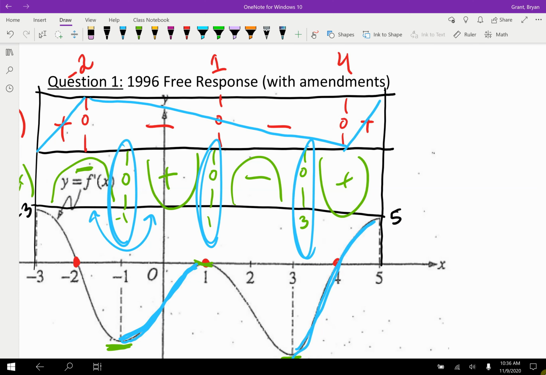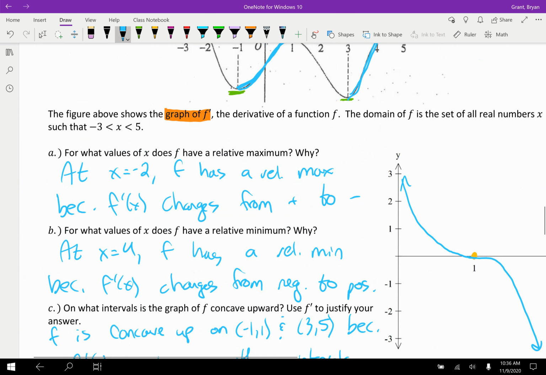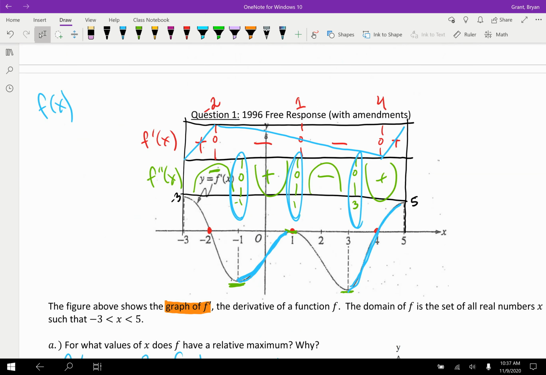So f has points of inflection, a very common point of inflection, right? Inflection points at x equals -1, 1, and 3 because, well, we can't say f double prime changes sign here because we don't have f double prime. So what changes about f prime at those spots? One thing you might be tempted to say is that f prime has horizontal tangents, or the slope of f prime is 0 here, but that's not enough. We have to talk about what happens on each side.